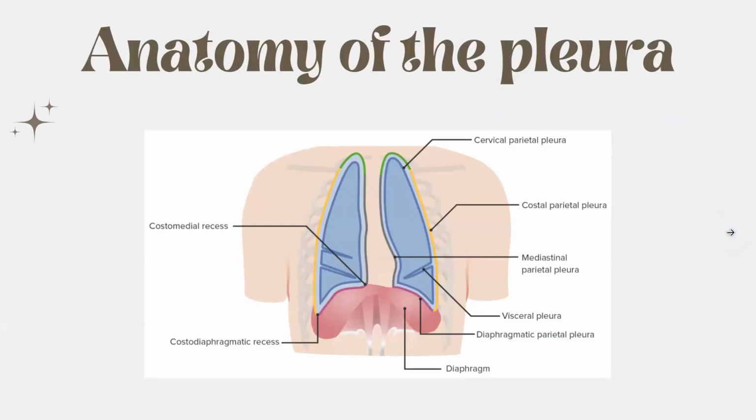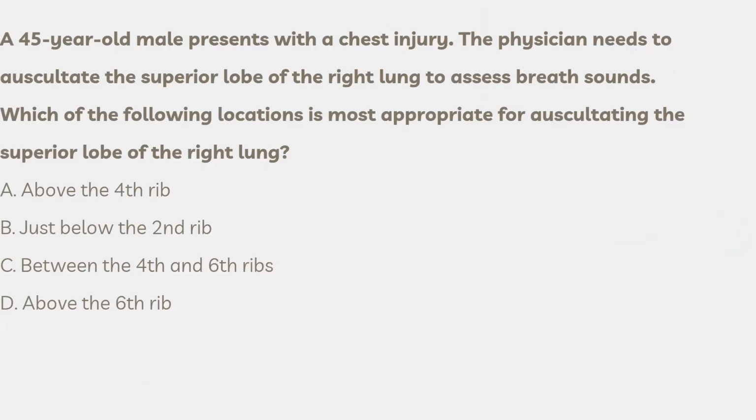So the anatomy of the pleura. This is the last lecture. First question. A 45-year-old male presents with a chest injury. The physician needs to auscultate the superior lobe of the right lung to assess breath sounds. Which of the following locations is most appropriate for auscultating the superior lobe of the right lung?